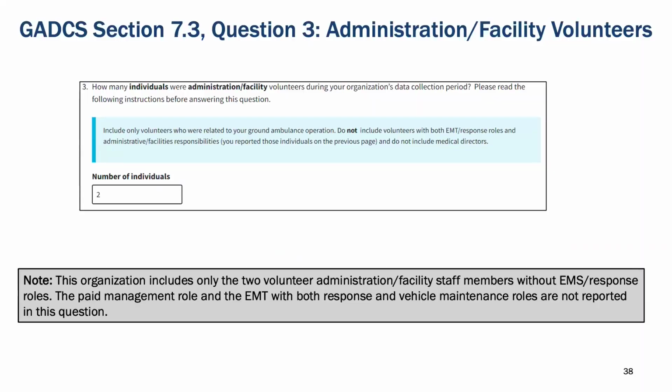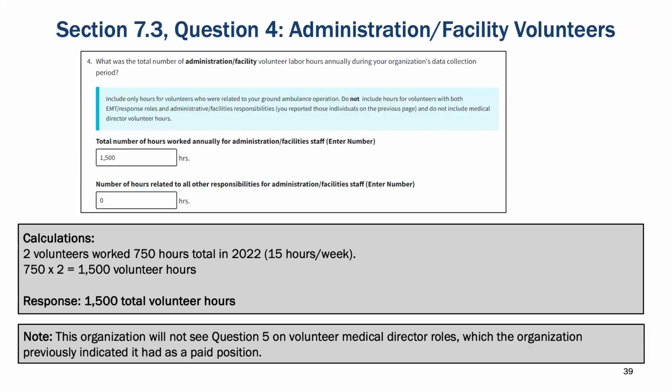Question 3 appears here because this organization indicated that they have 2 administrative volunteers, which are counted in the administration facility staff category. The paid manager is not reported in Section 7.3, which just covers volunteer labor. The 2 administrative volunteers worked a total of 1,500 hours. Our calculations for the number of hours are in the gray box. Both volunteers did not have any other activities outside ground ambulance operations, so we would enter 0 hours for number of hours related to all other responsibilities for administration facilities.